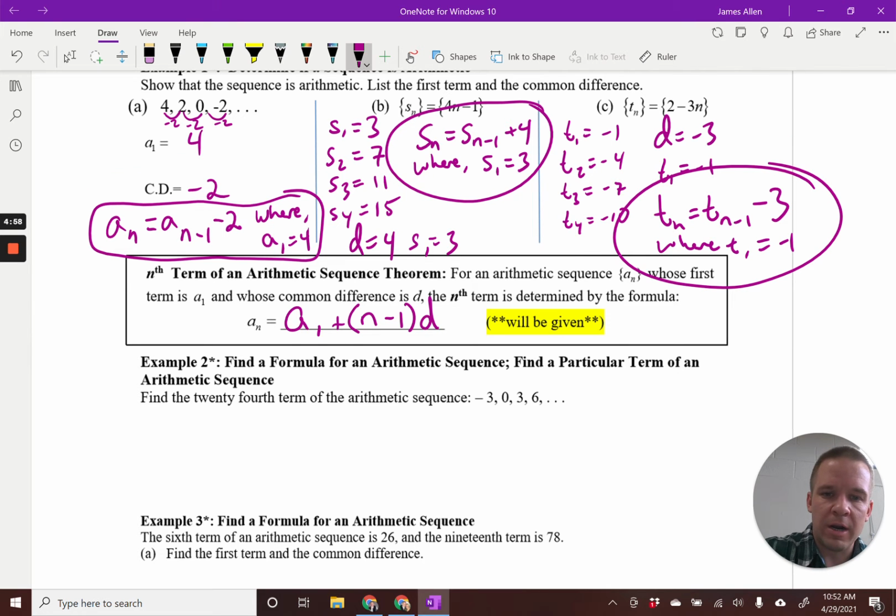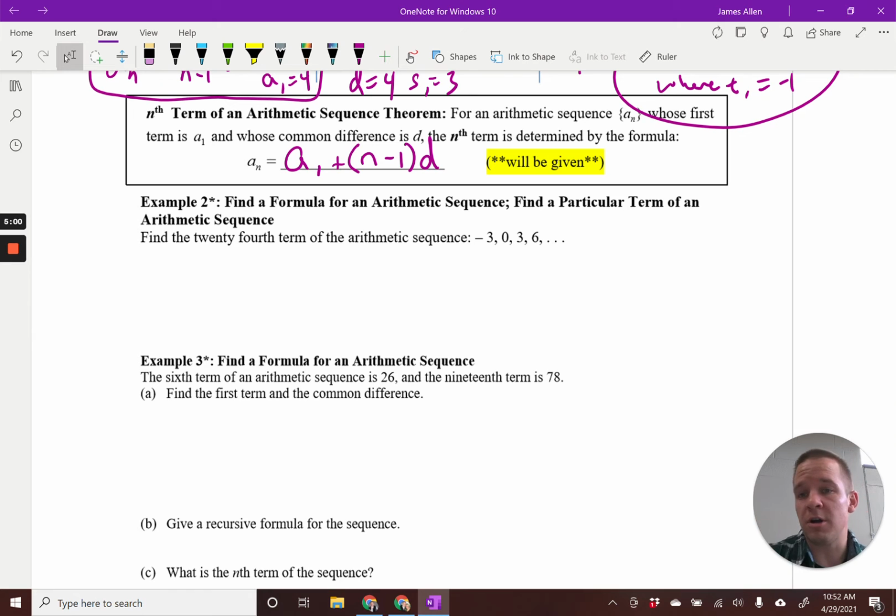Find a formula for an arithmetic sequence, and then find a particular term of an arithmetic sequence. That's what we're going to do right now. It's going to be awesome. All right, find the 24th term of an arithmetic sequence.